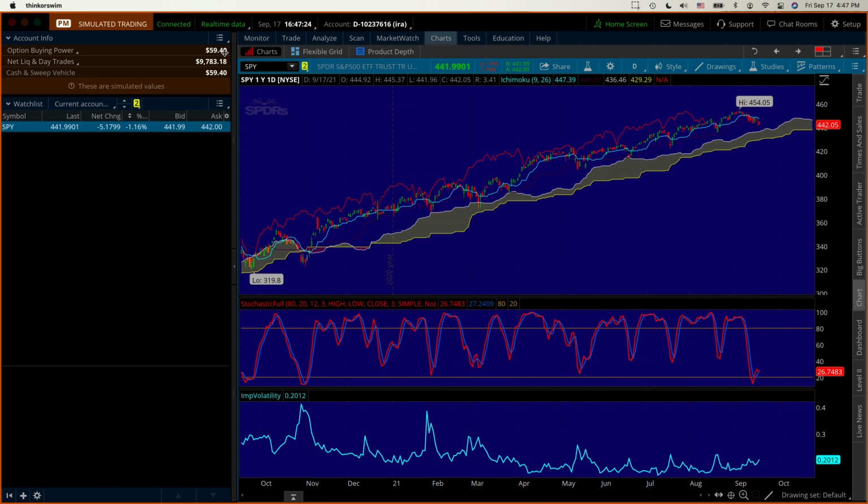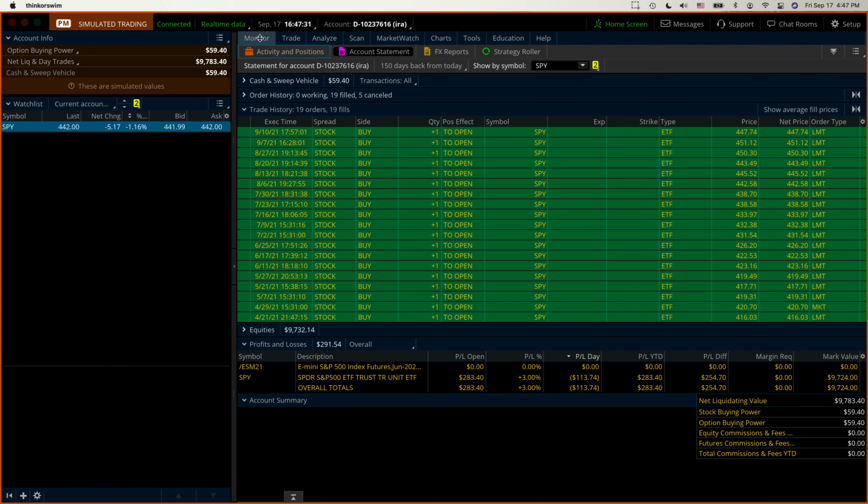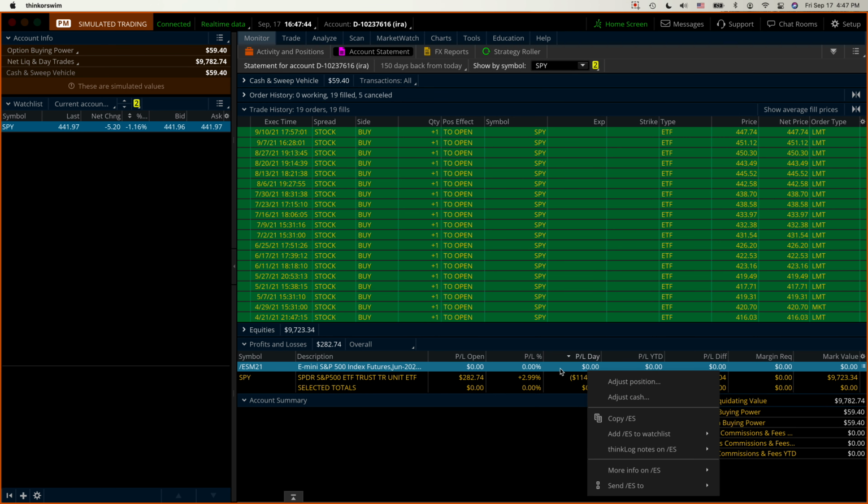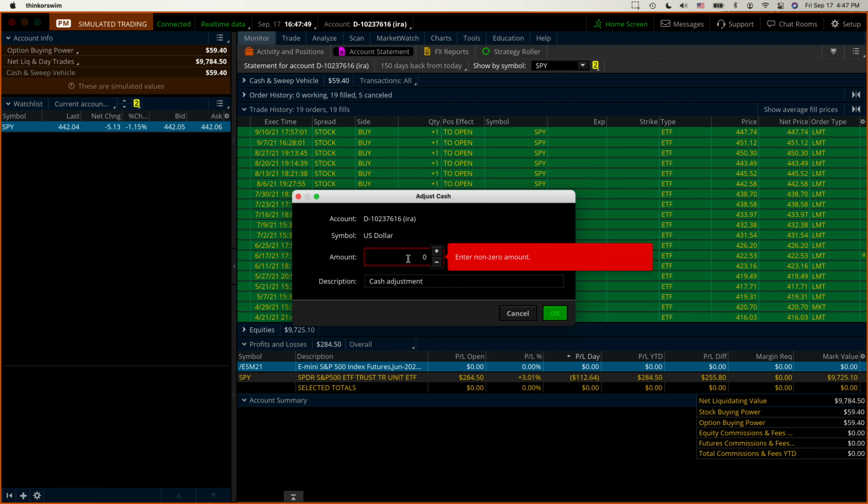We have $59 of buying power, so we are going to add our $500 again. So here is all my entrances. I'm going to simply click here. First, we need to add some cash, right? So right click on any of these items here and say adjust cash, and then just add plus 500, and that's your pretend dollars. If you are going to do what I'm doing, follow along with me.